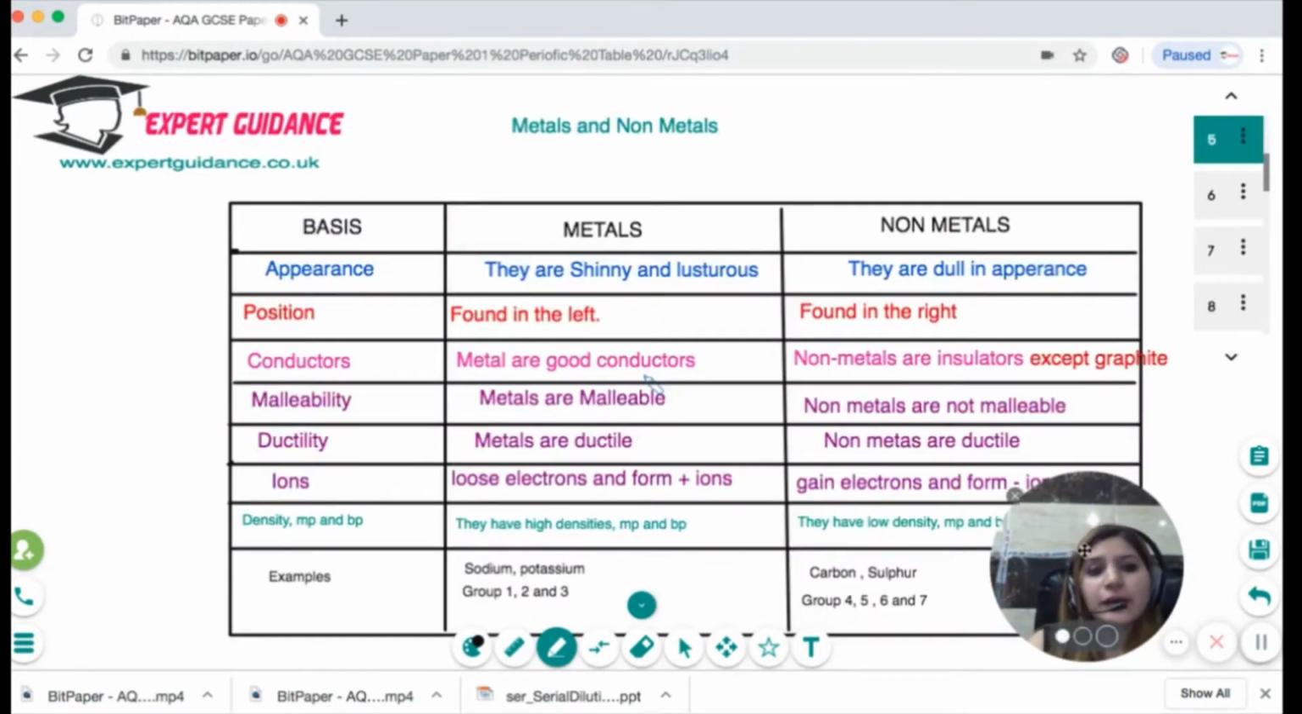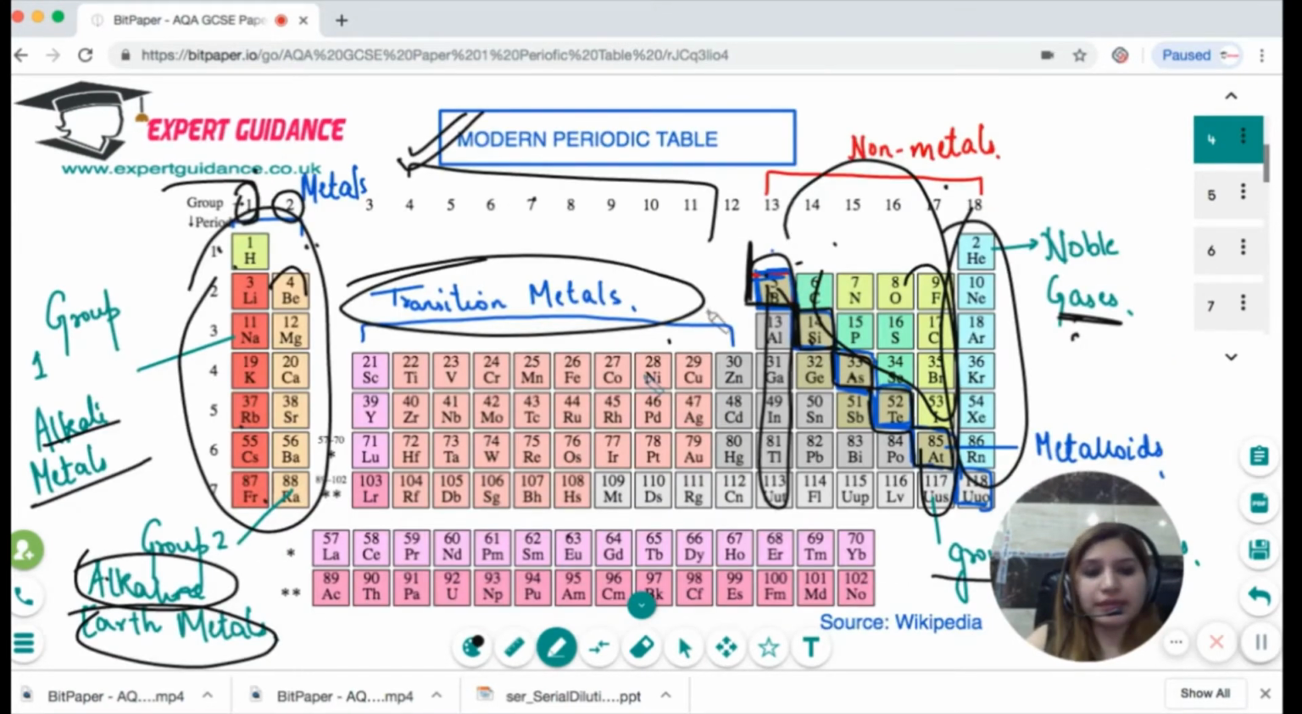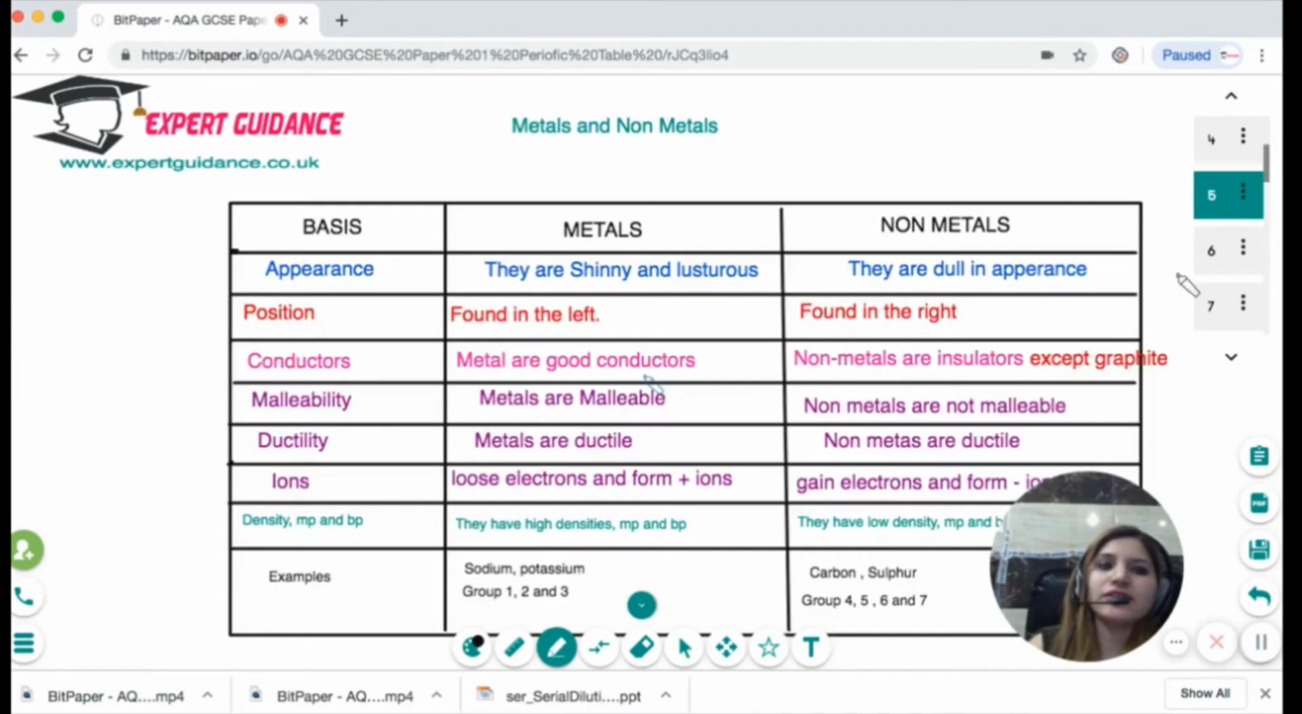Okay, now if you see, the majority of the periodic table can be categorized into 2 classes of elements, the metals and the non-metals. Now you should know what is the difference between a metal and a non-metal. 2 differences I can easily make from the periodic table. There are a lot more metals than non-metals. Metals are to the left of the periodic table, non-metals are to the right of the periodic table.